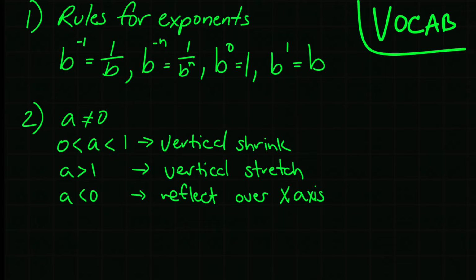The second thing that we need to go over is what the coefficient is going to do to our equation and to our graph, as long as a doesn't equal 0. If 0 is less than a, which is less than 1, then we'll have a vertical shrink of our graph. If a is greater than 1, we'll have a vertical stretch. And if a is less than 0, we're going to have a reflection over the x-axis, which means the graph will flip from positive to negative or negative to positive.